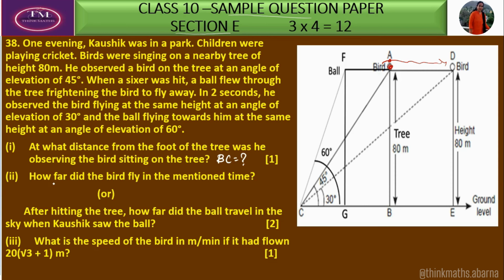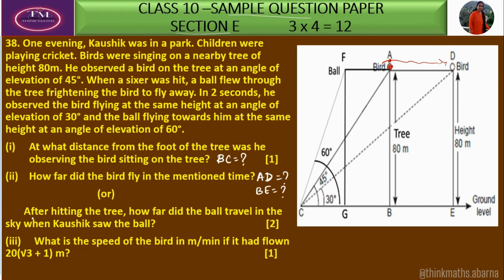Okay. Next, how far did the bird fly in the mentioned time? So how far? From A, it flew to D. So we have to find out AD. This AD is equal to BE. So we have to find out BE. So AD is equal to BE. So if we find BE, it will be equal to AD.